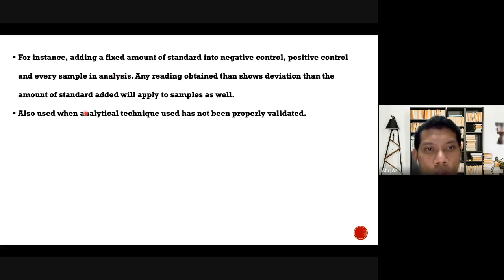It is also used when the analytical technique has not been properly validated. So an internal standard can be used. Later we'll see in the validation where the sample has been spiked, meaning we put a known amount of the analyte of interest into the sample.